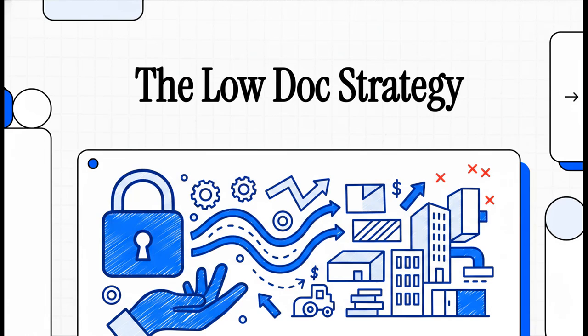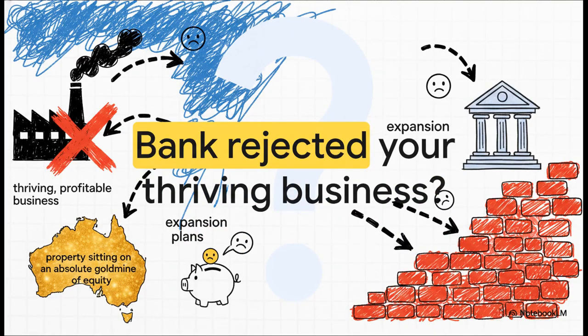Welcome to the Explainer. Today, we're tackling something that is honestly incredibly frustrating, but way too common for successful business owners. We're going to look at exactly how you can unlock capital that's literally trapped in your assets when traditional banks just slam their doors in your face. We'll do this by breaking down a real-world case study step by step, showing you how strategic alternative lending actually works. Okay, let's dive into this.